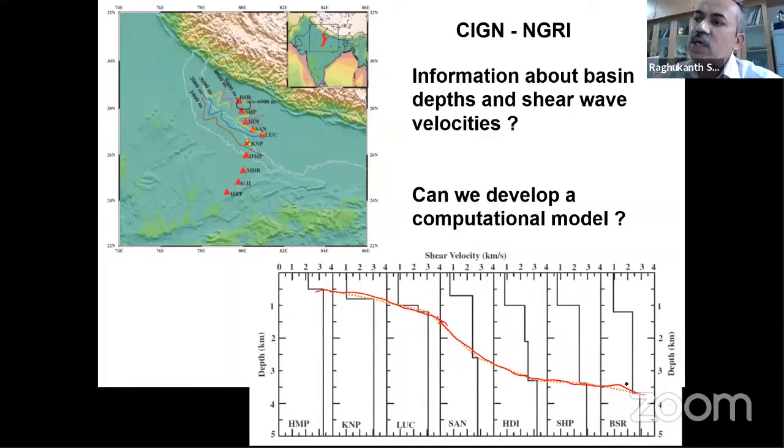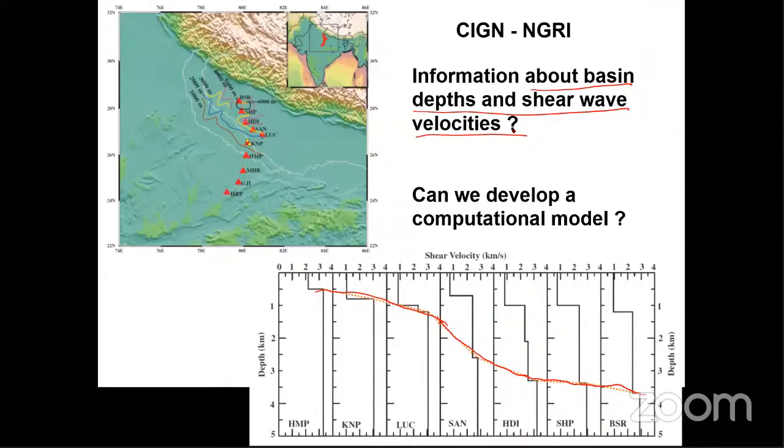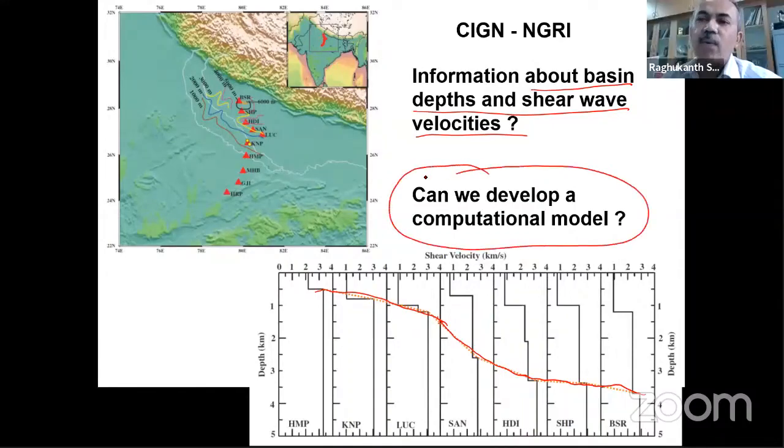So now we have some idea about the basin depths, and the shear wave velocities are also available. Now the question arises: can we do something with this data? We also have the strong motion data, if you want to validate and do other things. So the question is, can we develop some type of computational model to address all these issues?